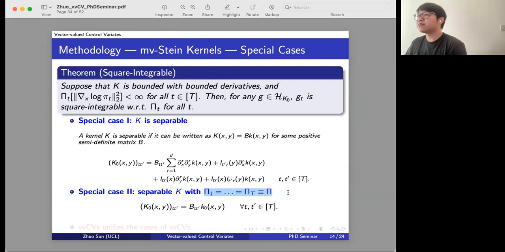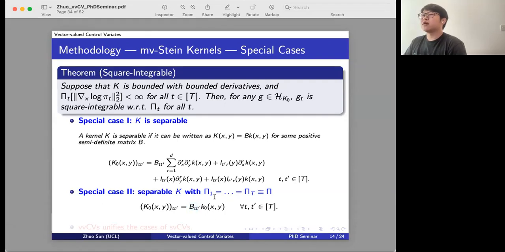And actually, we can further simplify this when we have all distributions to be identical. So when K is separable and all the distributions are identical, we can largely simplify the expression of the capital K naught. Now you can see that the tt' element of this matrix-valued kernel K is just B_tt' times a standard scalar-valued kernel. Because we have all distributions identical, this B_tt' just encodes the relationship among the integrand evaluations among all the tasks. So this is one interpretation of this matrix B.